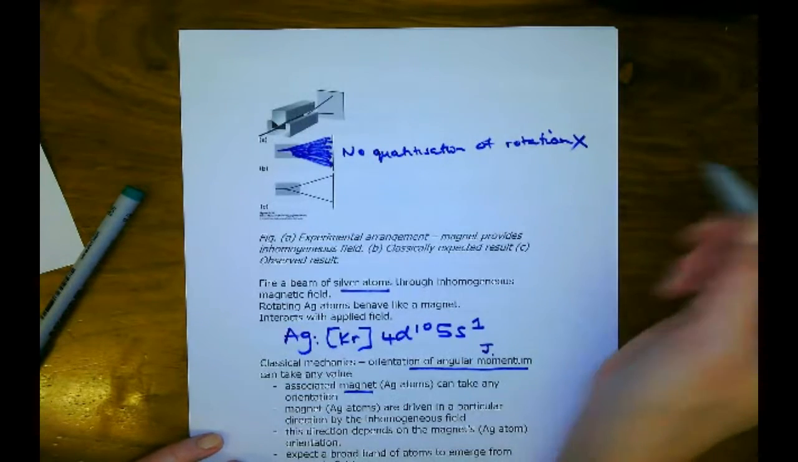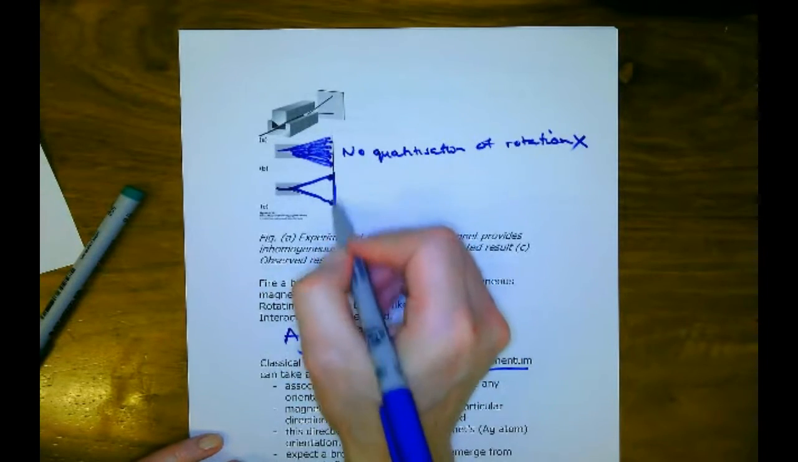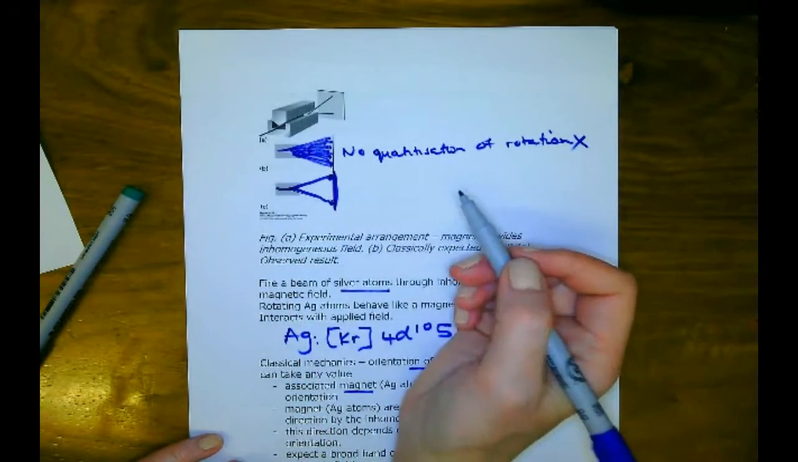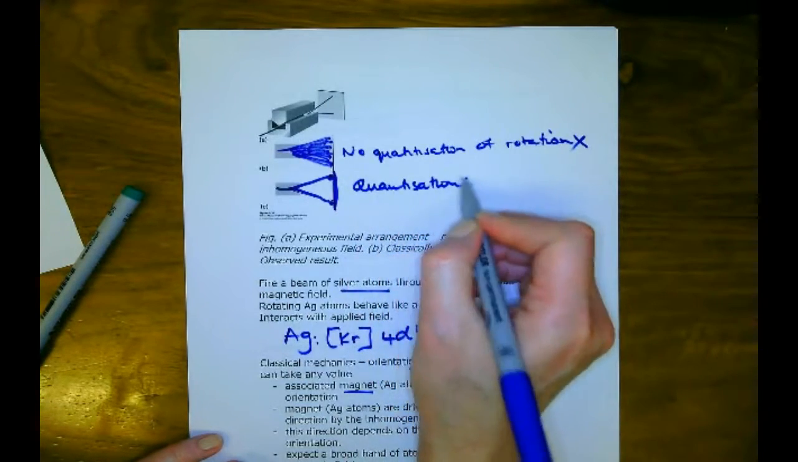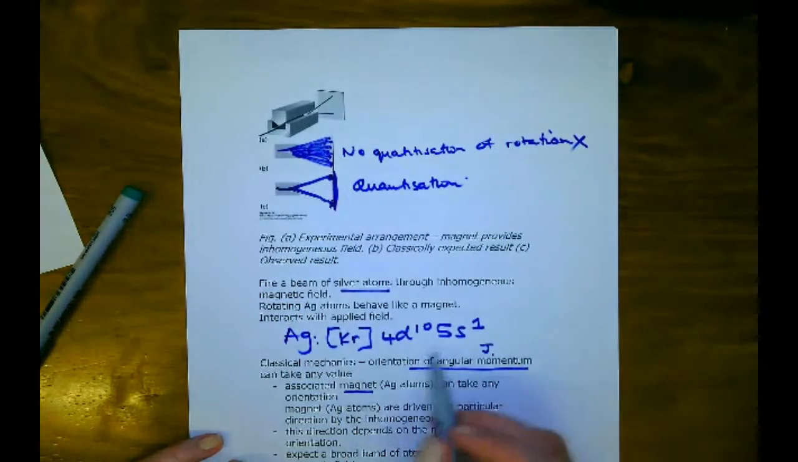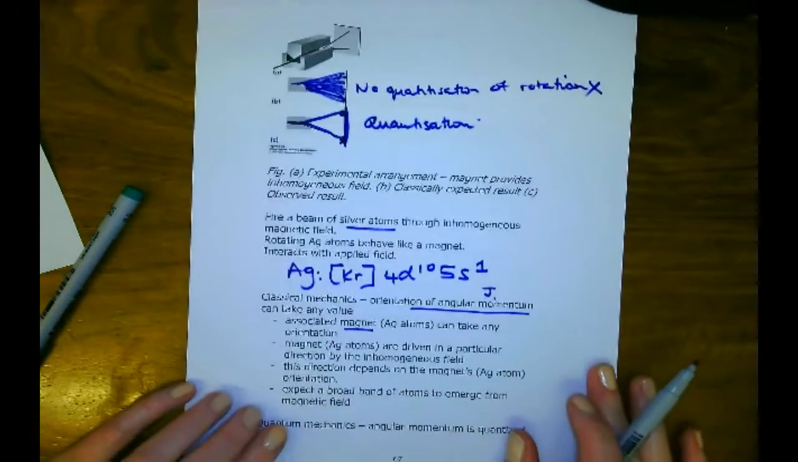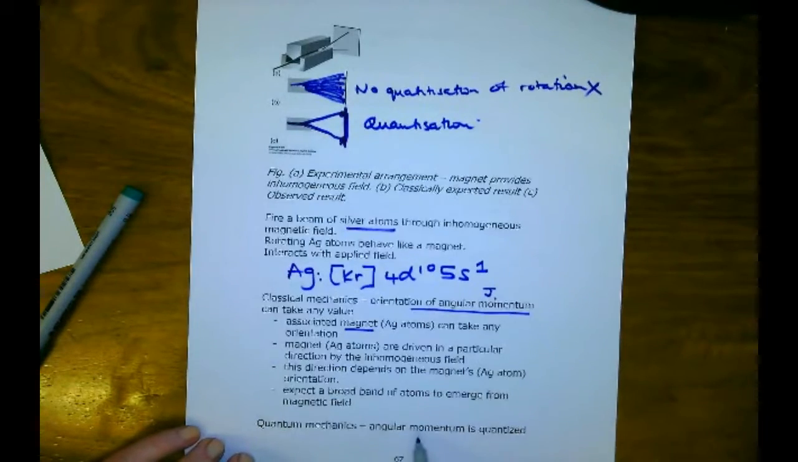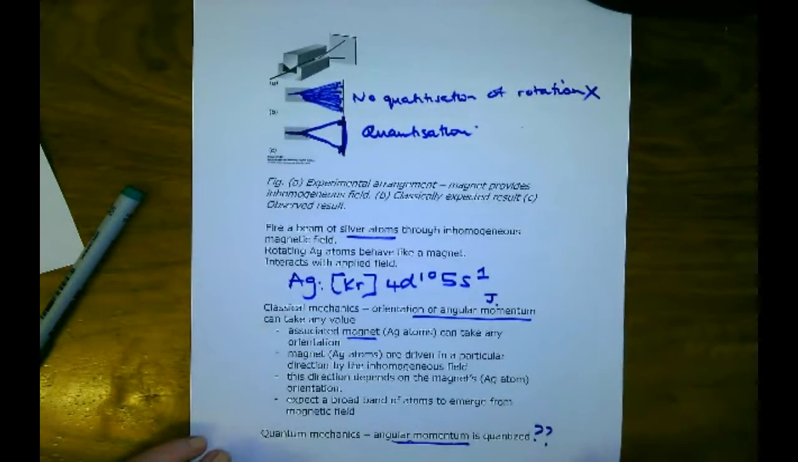However, this is not what they saw. What they saw were two clear, distinct spots on this detector. So there was definitely some kind of quantization. Two different types of silver atoms. One went in that direction and the other went in that direction. So the interpretation of this was that in quantum mechanics the angular momentum was quantized. However, this is not the full story yet. We will come back to this.